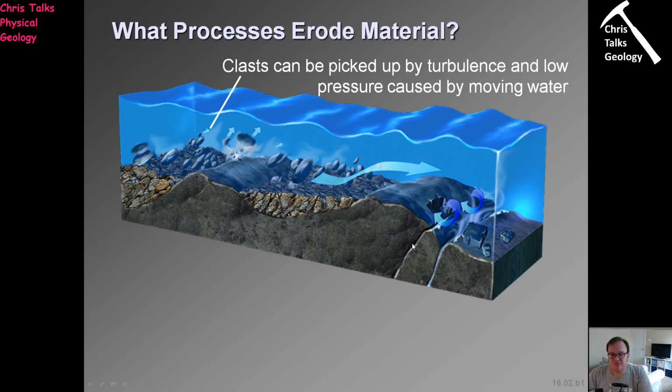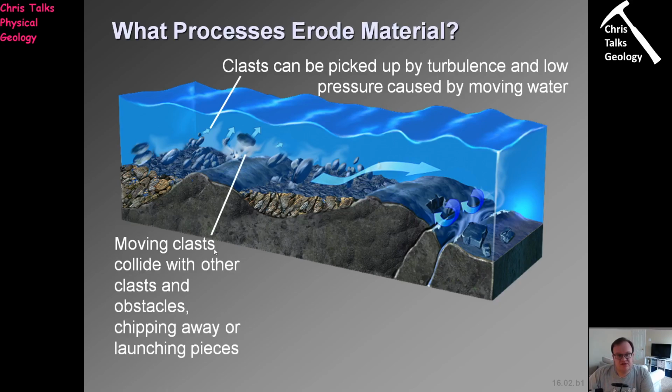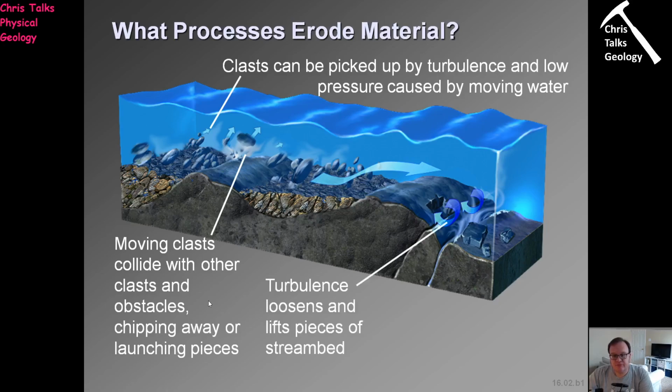Here we have a few diagrams, nicked straight from the textbook. In this instance, we can see what processes erode material. Moving clasts collide with each other and with obstacles, chipping them away, so essentially an abrasive process. Turbulence loosens and lifts pieces of the stream bed, so that's hydraulic action. And we have solution, where materials dissolve and are taken into solution, essentially the ions moving into the water.